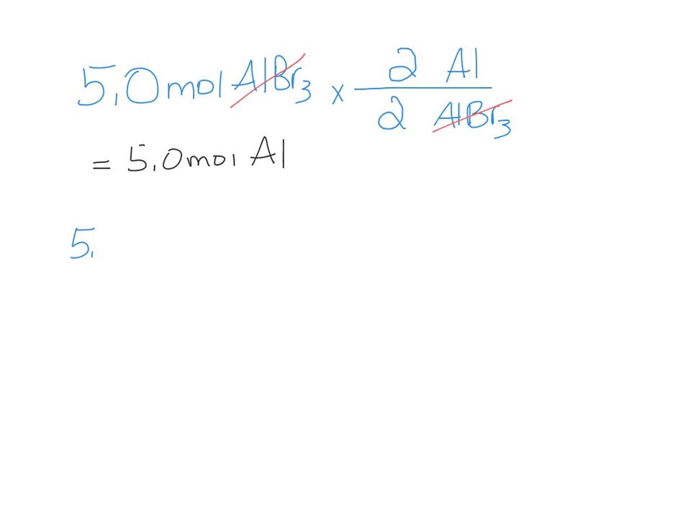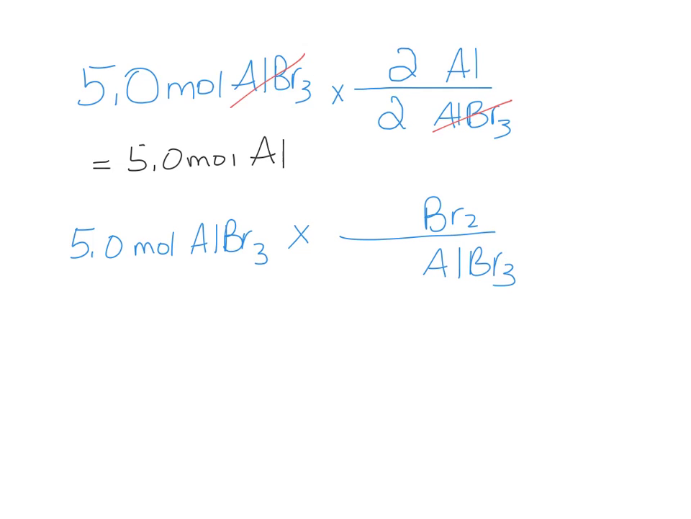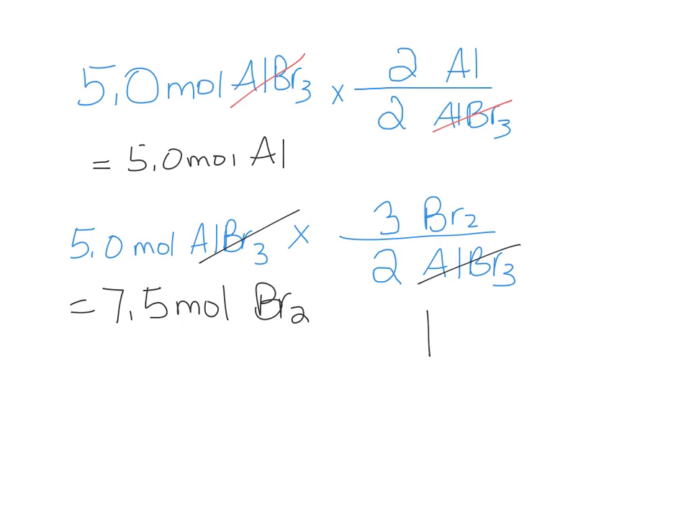We're going to do the same thing for bromine. This time bromine's on top, aluminum bromide is on the bottom. What's the coefficient for bromine? 3. So 5 times 3 divided by 2, 7.5 moles of bromine. Use your mole ratio from your balanced chemical equation to do your conversion.